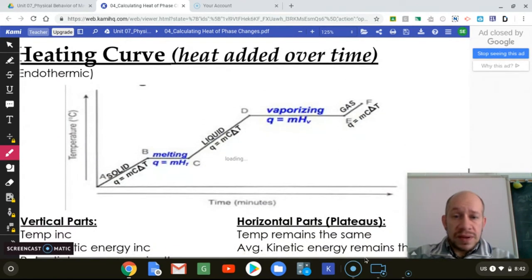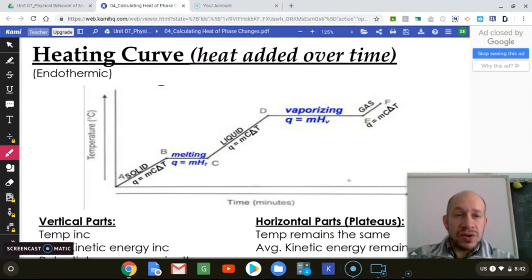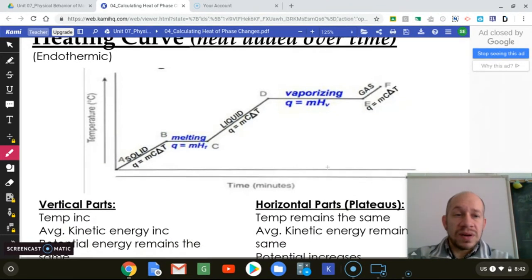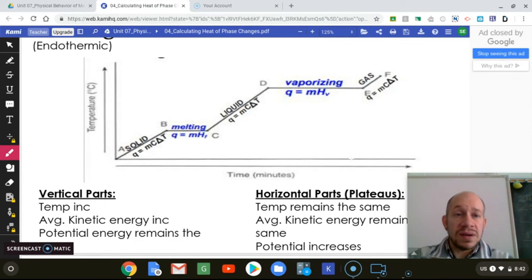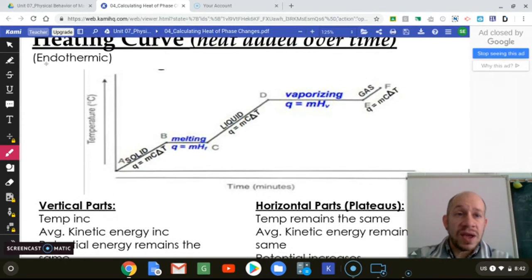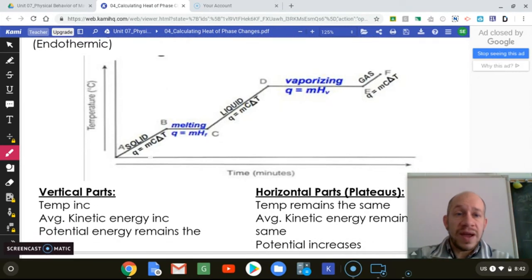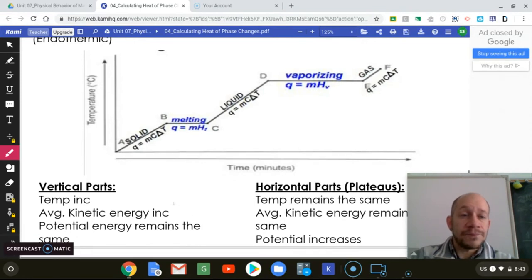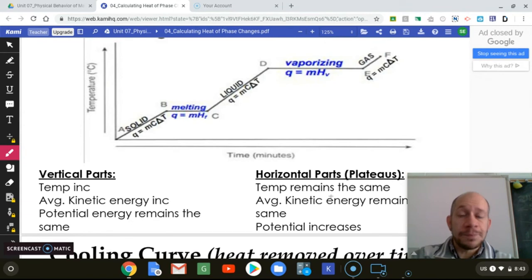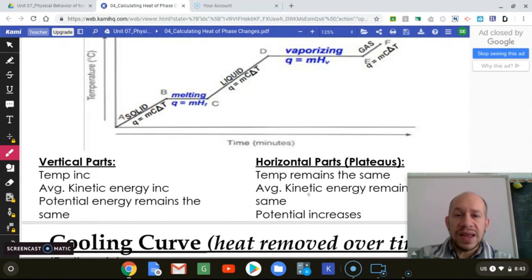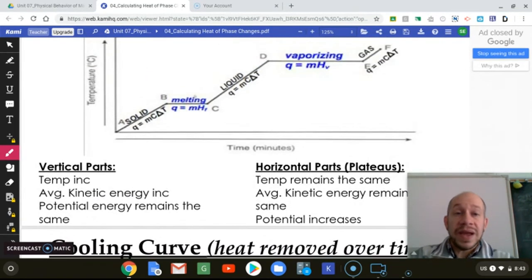And now a heating curve. I talked about these before, so what I'd like for you to do is use this and what we did before to fill in your heating curves on your notes in as much detail as you can. Make sure you have endothermic here. Make sure you're adding your different formulas. Make sure you add the temperature increases. In the vertical parts, that means average kinetic energy increases, and then potential energy remains the same. When we have plateaus, the temperature remains the same, and that means our average kinetic energy remains the same. And when our kinetic energy remains the same, our potential energy increases.